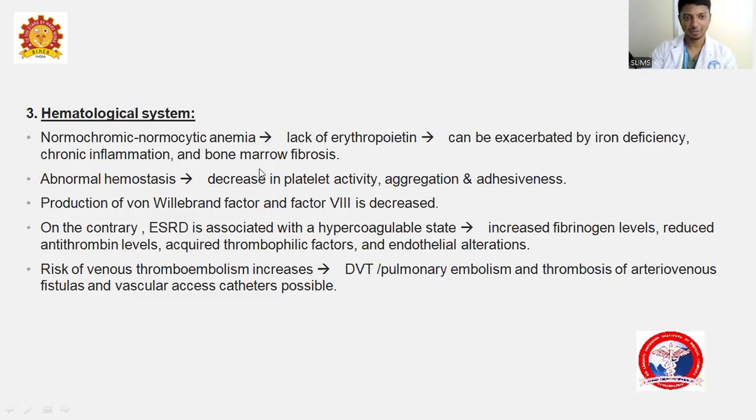Coming to the changes in the hematological system, these patients usually have normocytic normochromic anemia. This is predominantly due to lack of erythropoietin. It can also be exacerbated by iron deficiency, chronic inflammation, and bone marrow fibrosis. There can also be abnormal hemostasis, which is due to decreased platelet activity and aggregation. Production of von Willebrand factor and factor VIII is decreased.